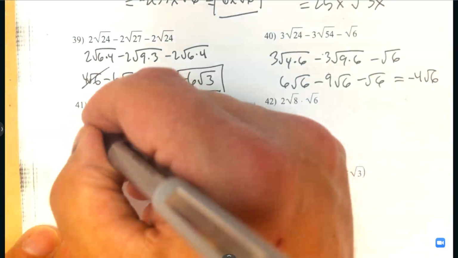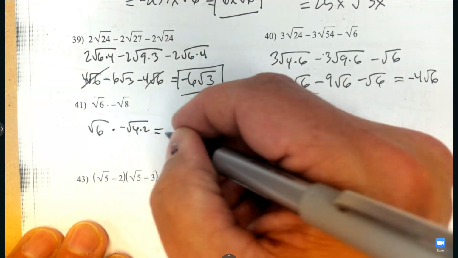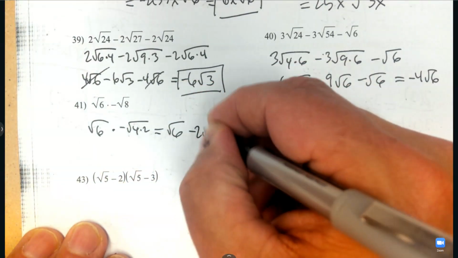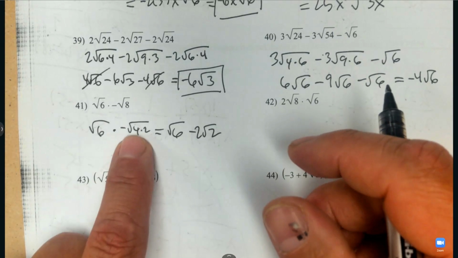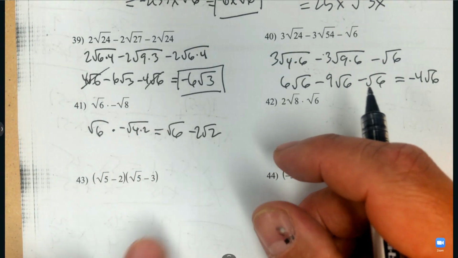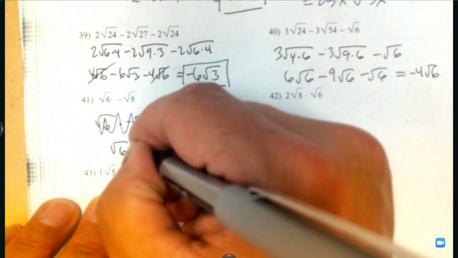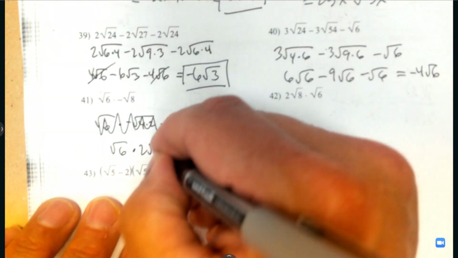All right, root 6 and root 8. 8 is 4 times 2. Square root of 4 is 2, with 2 left over. So these are unlike radicals, so we're multiplying them together, not adding. It's still good to simplify first, but I'm multiplying. So that's 2 root 2.